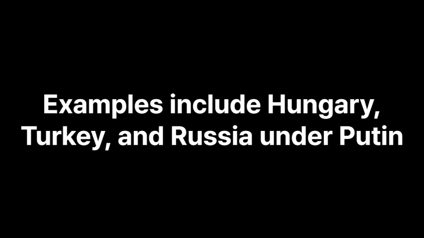2.4. Hybrid regimes, illiberal democracies. Hybrid or semi-authoritarian regimes display both democratic and authoritarian traits. They may hold elections but undermine the rule of law, constrain media freedom, and suppress opposition. Examples include Hungary, Turkey, and Russia under Putin.